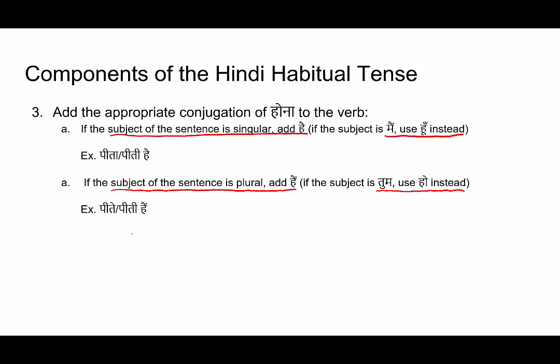Now recall that the ti suffix is used if the subject is feminine, whether the subject be feminine singular or feminine plural. If the subject is feminine singular, but not main, we use the conjugation hai. If the subject is feminine plural, but not tum, we use the conjugation hai.